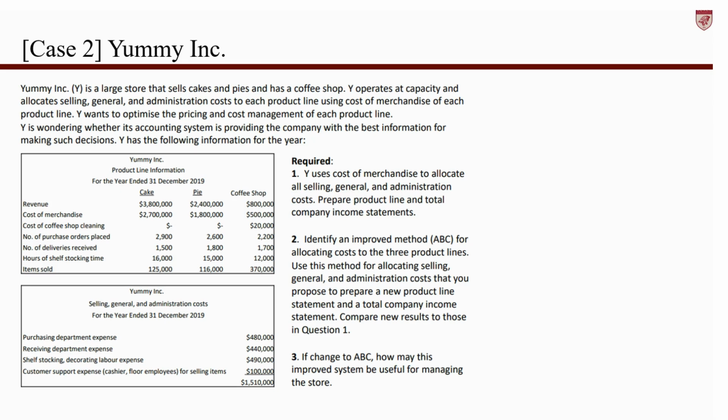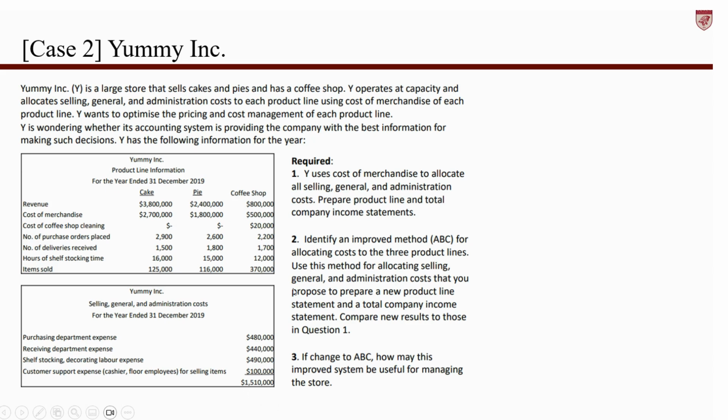So we're going to deal with the first two questions. The first question is, if Yummy uses the cost of merchandise to allocate all the SG&A administrative cost, how would the income statement look at a product line level and from a total company perspective? Okay, so let us first look at the total SG&A expense, which is given right here, right?